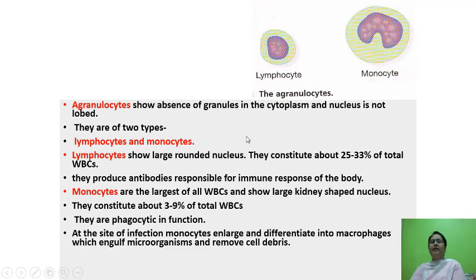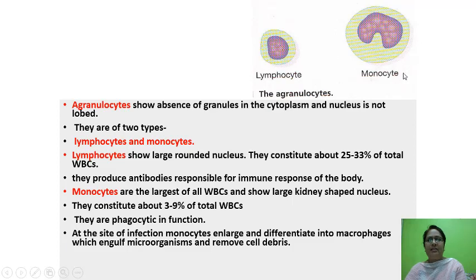Lymphocytes show a large rounded nucleus. They constitute about 25 to 33% of total WBCs. They produce antibodies responsible for the immune response of the body. Monocytes are the largest of WBCs and they show a large kidney shaped nucleus. Now can you see the kidney shaped nucleus? These are phagocytic in function. At the site of infection, monocytes enlarge and differentiate into macrophages which engulf microorganisms and remove cell debris. Hence they are called scavengers.